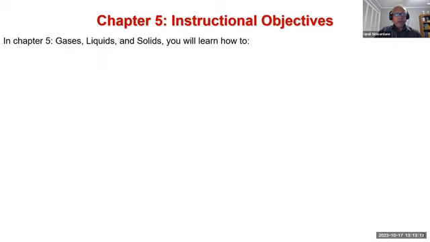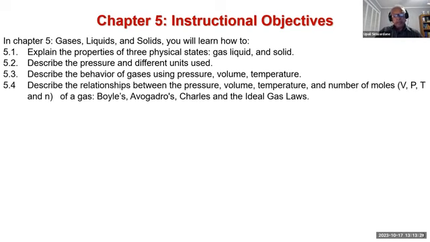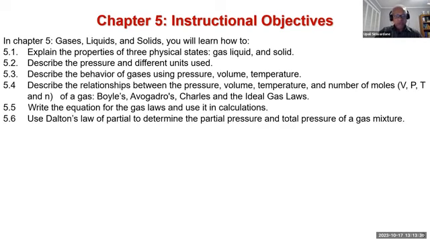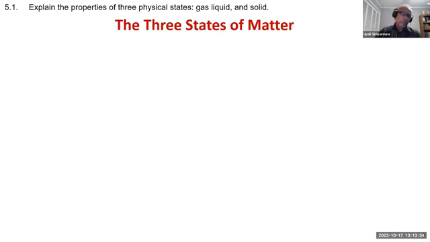I'm not going to go over each topic in the instructional objectives right now. We will come back and look at them once we finish the details of each topic. So there are 12 topics that we're going to talk about. The first topic in chapter 5 is states of matter.